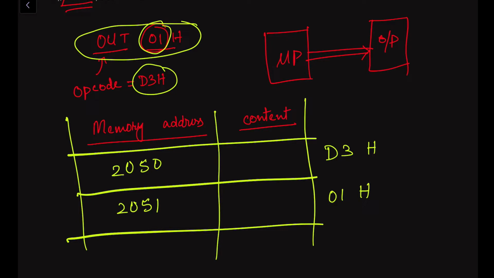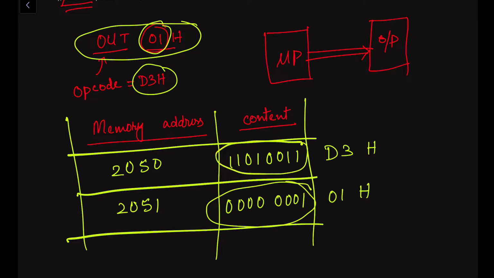What will be the binary representation? For D3 it will be 1101 0011, and for 01H it will be 00000001. These are the respective binary codes. This one is the address of the output device, and this one is the opcode in machine code form, the operation code.